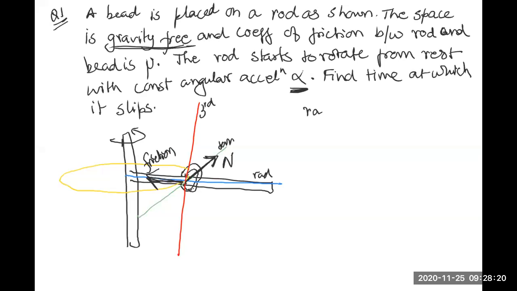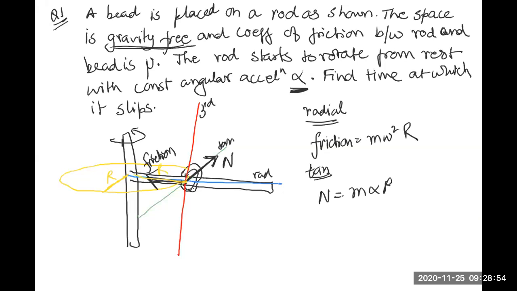So now all that remains is to write down the equations. So friction is equal to m omega square r, whatever the r may be. Right? In this case, this distance is r. This distance is r. And along the tangential direction, we get n is equal to m alpha r. So since we are talking about slipping, this implies that friction must be maximum.